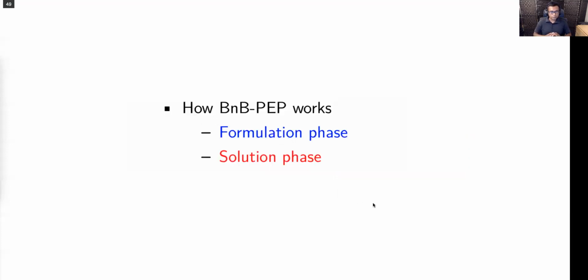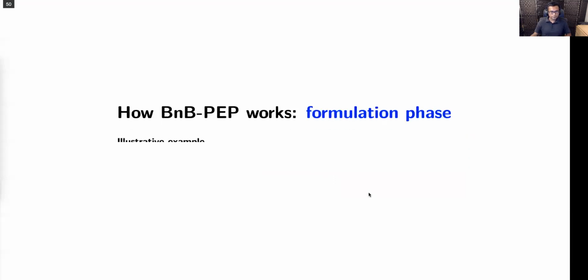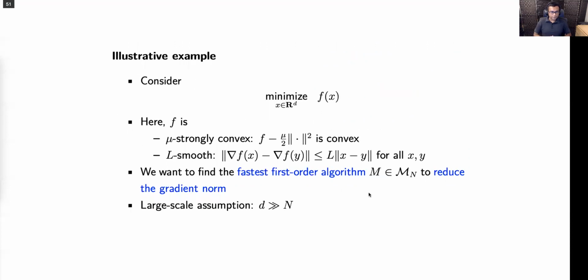So now let's go into how BnB-PEP works. It has two phases, the formulation phase and the solution phase. Let's start with the formulation phase. As an illustrative example, I will consider minimizing a function f(x), which is mu strongly convex and L smooth. What does mu strongly convex mean? It means that it is so convex that if I take away a certain quadratic term from it, it's still convex. And L smooth means that its gradient is Lipschitz continuous.